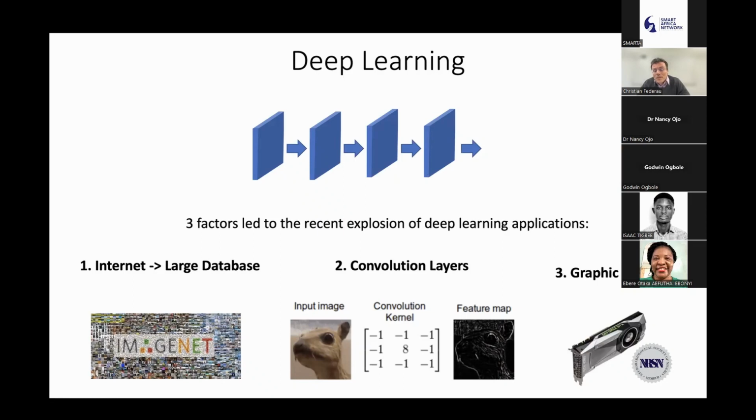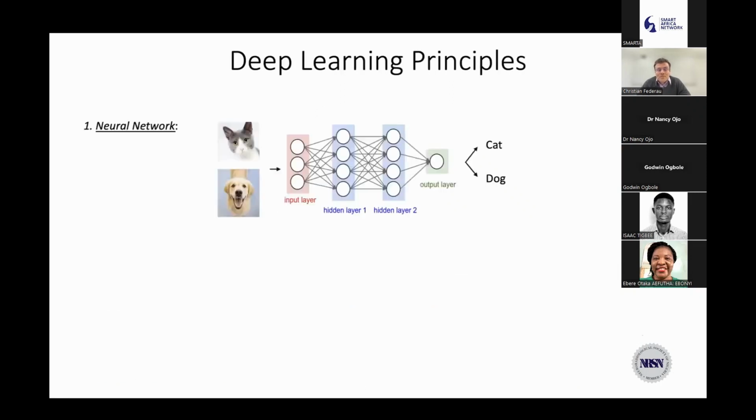And the third one that permitted the explosion of machine learning is the development of the graphical card. These graphical cards make really fast some operations that were not possible before. So these three things made the whole explosion of machine learning possible.